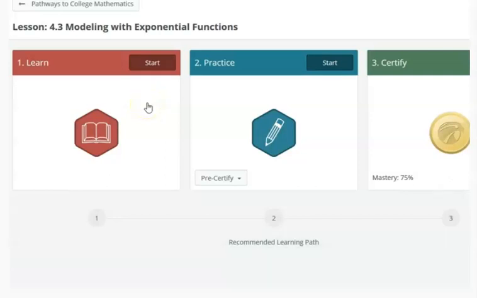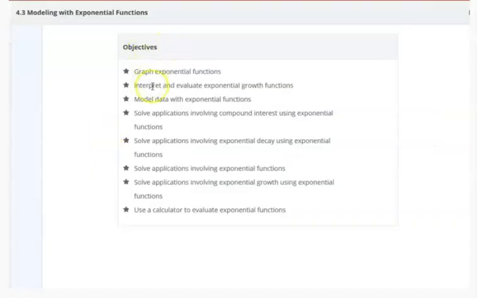Going on now to topic 3 of chapter 4. We skip topic 2, modeling with exponential functions. The list of objectives, again, we'll be going through these as we go along.